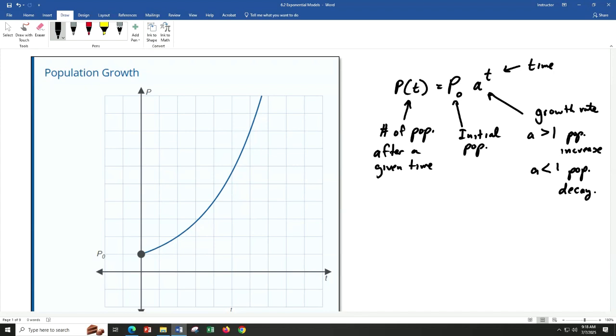So notice initial population. Initial population, it's at time 0. Right? Because that's where, hey, remember what my exponential is? It always equals what there? 1. But this is where I'm starting my intercept, okay? Is at that point right there. So let's look at an example here.